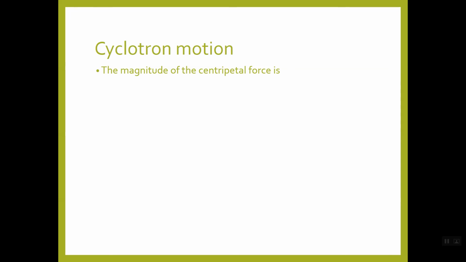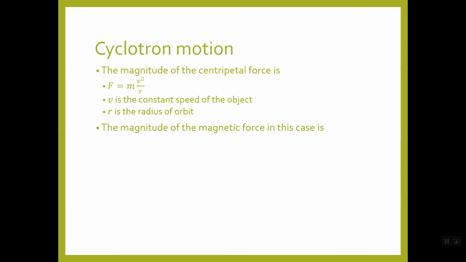So the magnitude of the centripetal force is mv squared over r, where v is the constant speed of your object and r is the radius of your orbit. The magnitude of the magnetic force in this case is qvB sine 90 because our magnetic field is 90 degrees from the plane in which our particle is moving. So you get qvB.